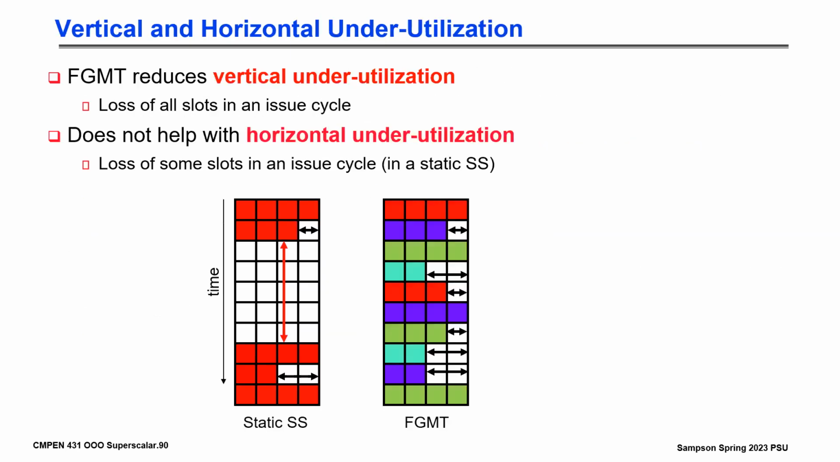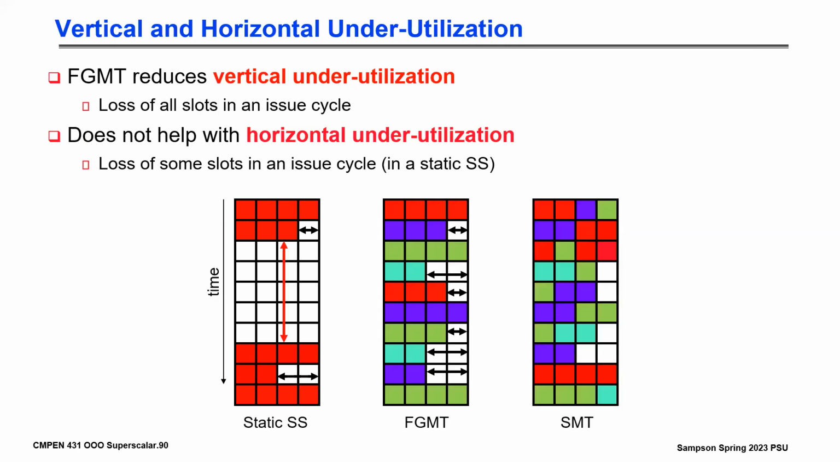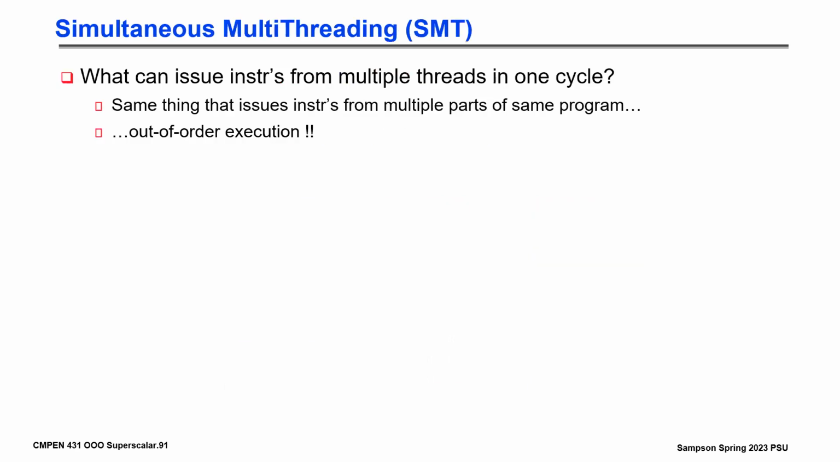Okay, so here was our original execution. You get some delays, they stall everything up. So fill in your wasted vertical space with work from other threads. We want to do even better. We want to attack this horizontal space. We want to find other work to do in a particular cycle. So how are we going to do that? Well, here's the fun thing.